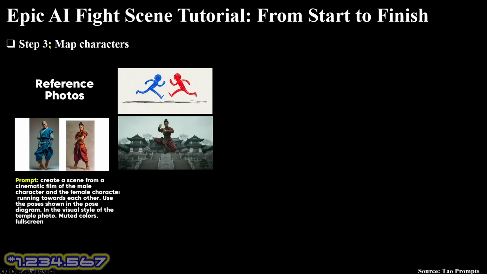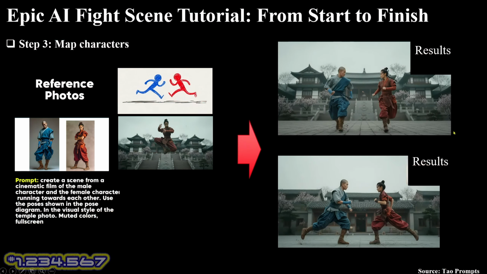Now step 3 is you map the character. So finally you have this stick figure illustration. You input your two characters and also the scene that you want. Now you say: create a scene from a cinematic film of the male character and female character running toward each other. Use the poses in the pose diagram, in the visual style of the temple photo. And then you have these two results. They try to look at each other. Sometimes they are running here. The result is very nice.